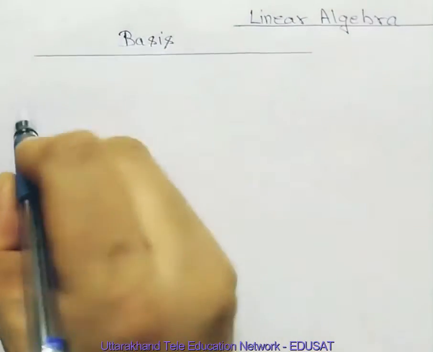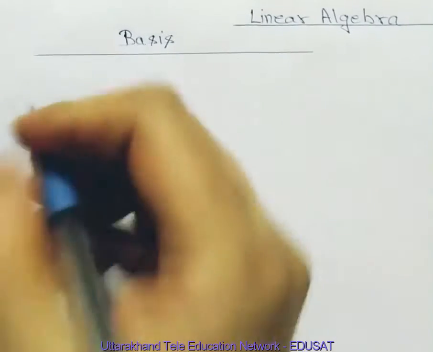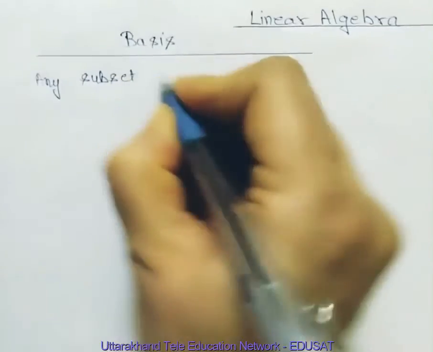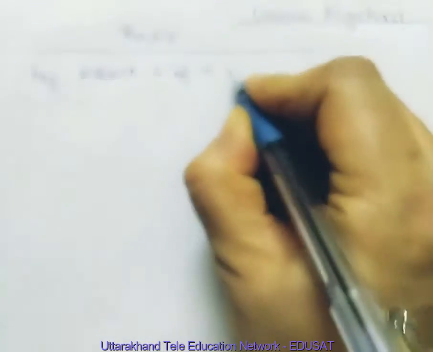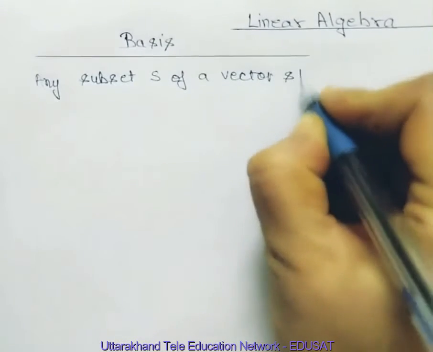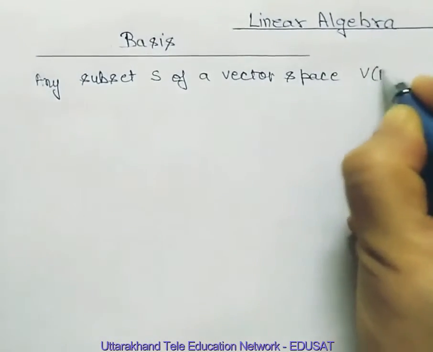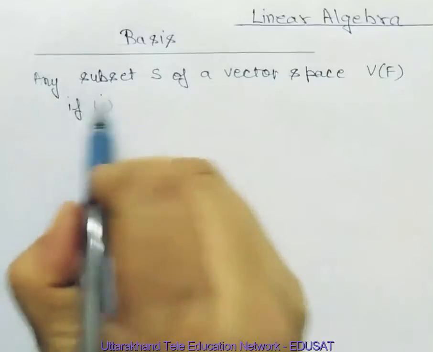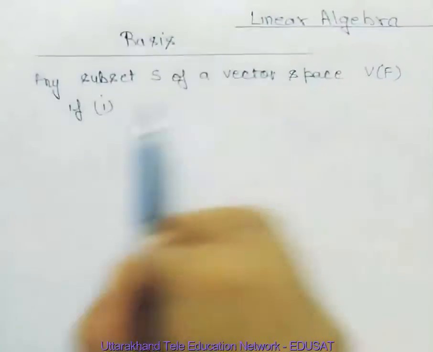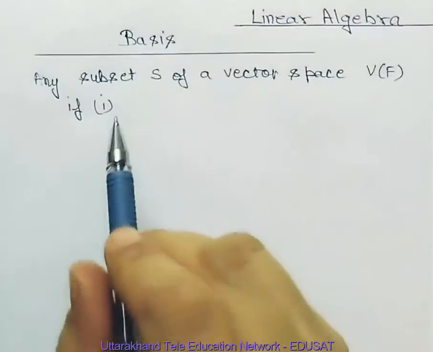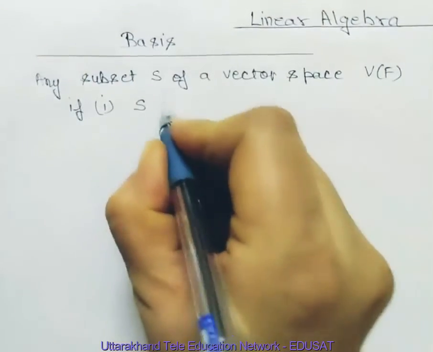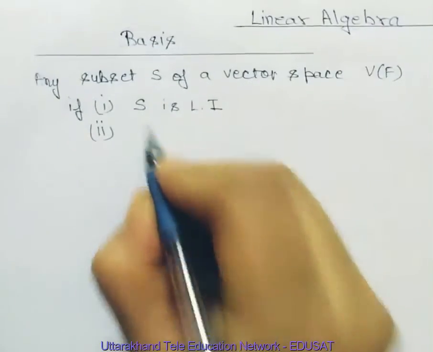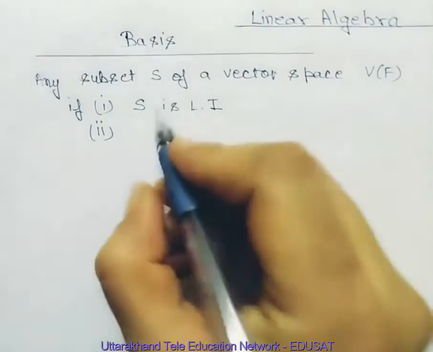What is a basis? If we want to define a basis, we can say a basis is any subset S of a vector space V(F). Now we will have two conditions for the basis. If we have any subset S of a vector space, and these two conditions hold, then it means it is a basis. The first condition is that S is linearly independent, and the second condition is that the vectors of S generate the set V.